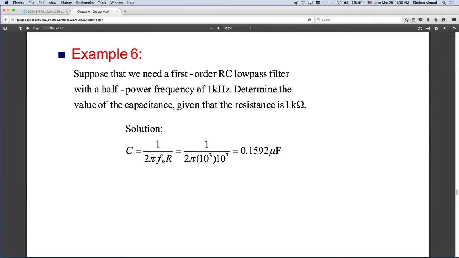Given that your half power frequency, or fb, is 1 kilohertz, and using a resistor of 1 kilo ohm, you just substitute in fb equals 1 over 2 pi RC. Given fb and R, you calculate C. It's really simple direct substitution. Any questions on this example?